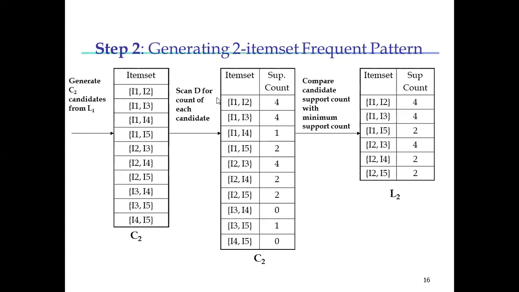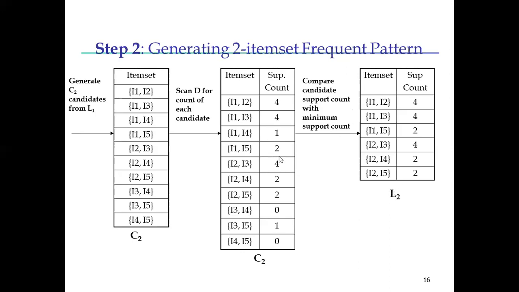Now scan D for the count of each candidate. With respect to our transactions, that is the data set, we count the number of times that I1 and I2 appear together in the data set. It appears 4 times. Likewise, I1 and I3 appear 4 times. So this table is prepared in this way, counting the support, the number of times they occur together in the data set.